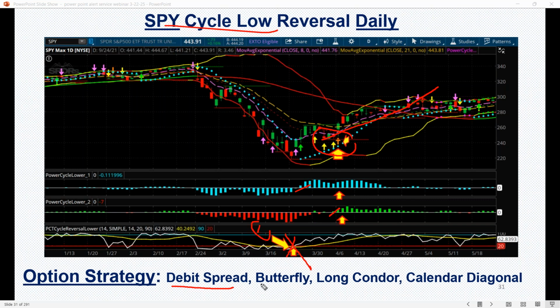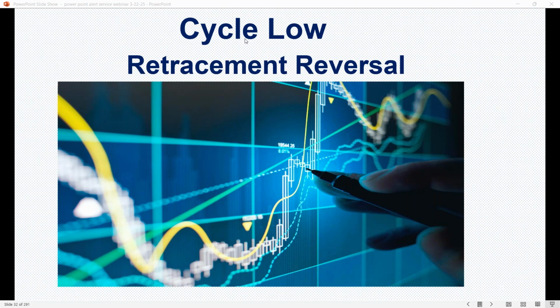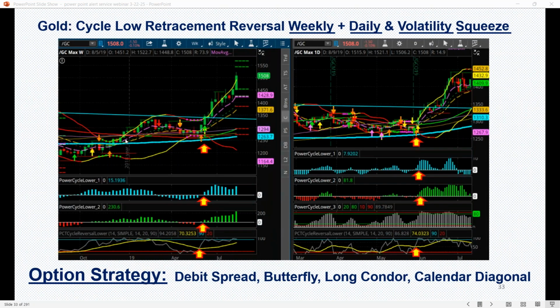And these I'll use a debit spread, or maybe a butterfly, long condor, or calendar diagonal. So that's the option strategy that I can look to pair with it. Now here's an example of a cycle low retracement. This is when we're coming into major support and looking for it to hold that support and bounce. So here's an example. This was gold, cycle low on both a weekly and a daily. That blue line is the weekly 200-week moving average, and you can see it was also above the 200-day moving average.